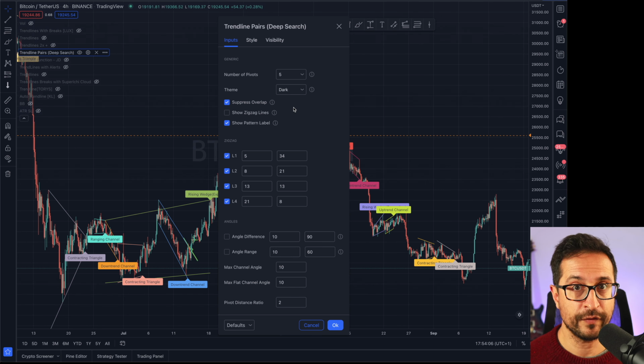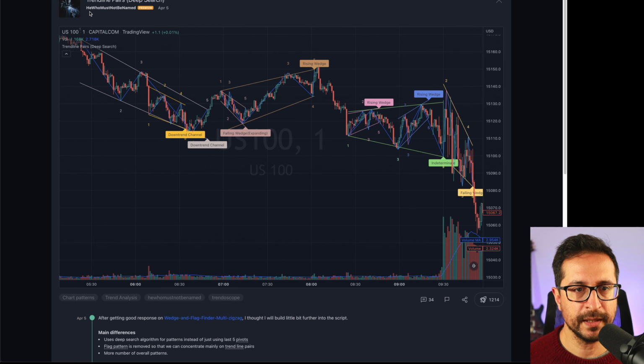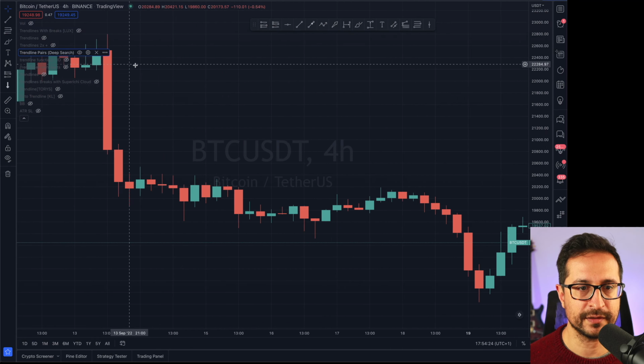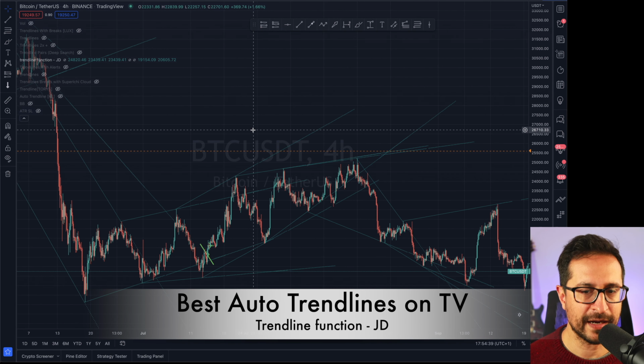Trendline Pairs also offers quite a lot of parameters. It's built by he who must not be named. It's got 1.2k likes. It's not open source and it doesn't offer alerts. The next one is called Trendline Function JD.